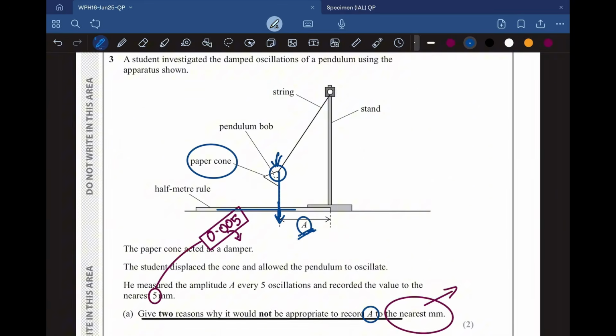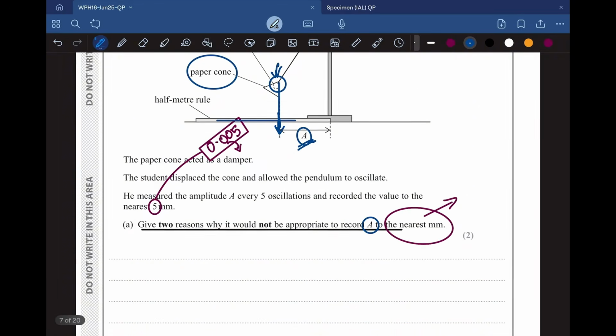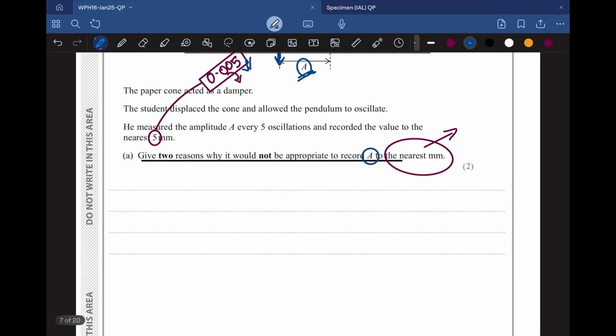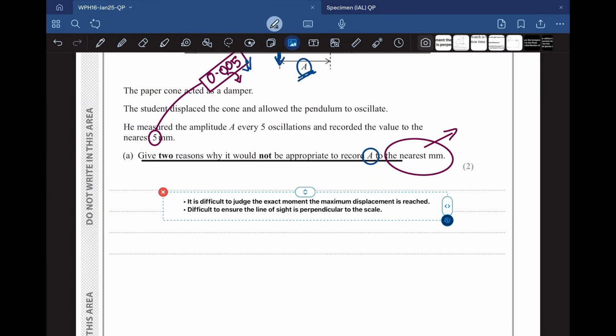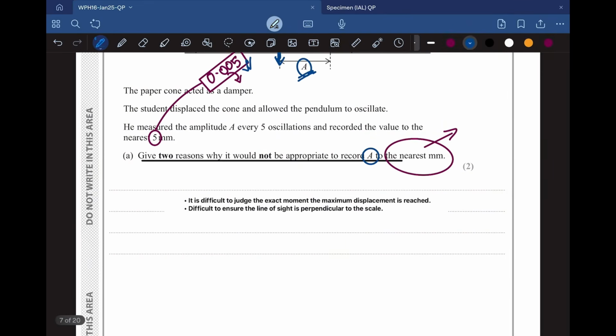So basically in this whole scenario there is a very high uncertainty, and in experiments with very high uncertainties, it is better to take your measurements with fewer decimal places, so it reduces the uncertainty. So we can write our answers like this: it is difficult to judge the exact moment the maximum displacement is reached, and it is difficult to ensure the line of sight is perpendicular to the scale.